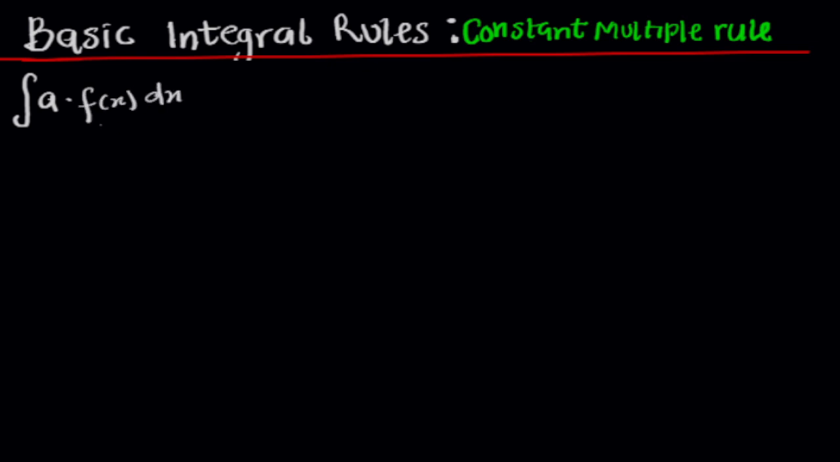If you look at this very well, the constant multiple rule, we are having a constant multiplying a function in this case, and we're having dx. So we are asked to find the integral of this kind of function. This is going to be a multiplied by the integral of f of x dx. Then we go ahead and simplify.